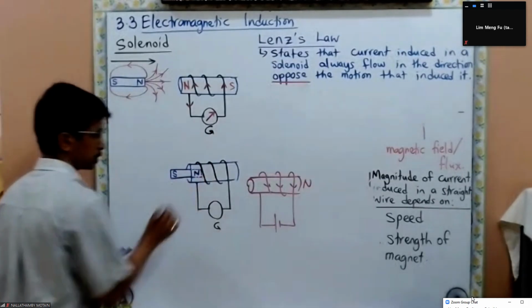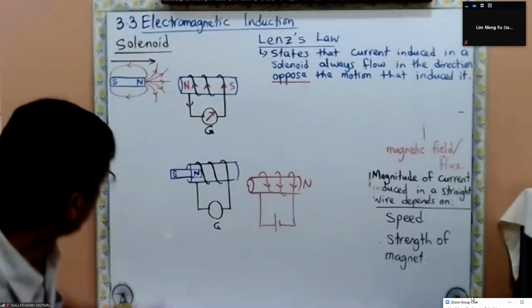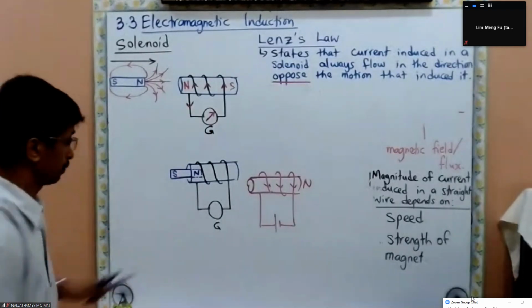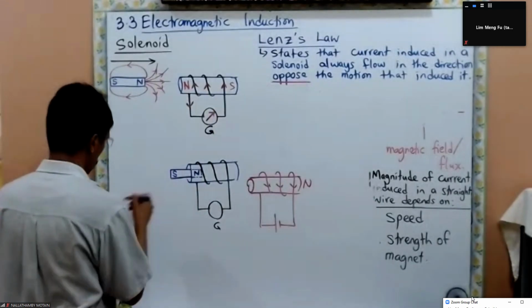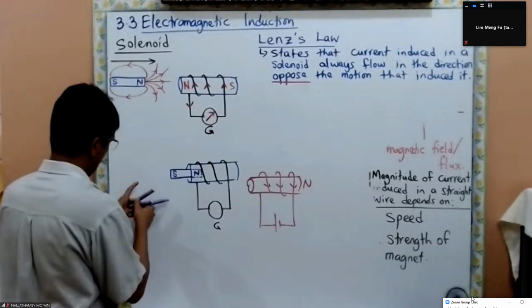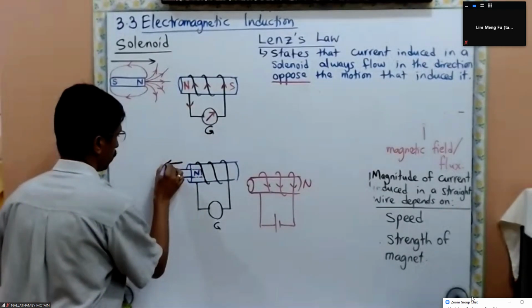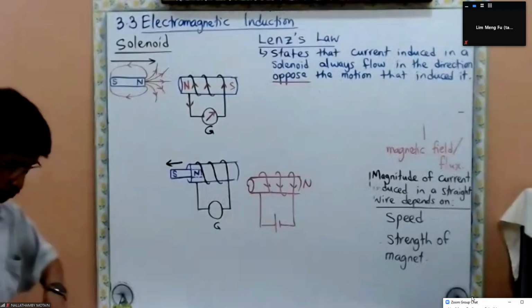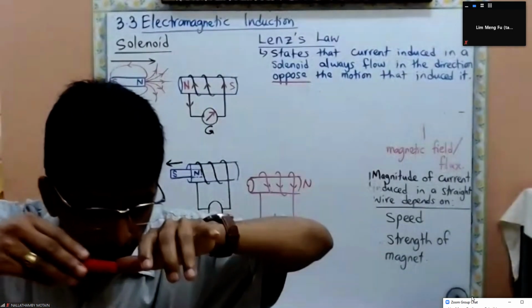Here is north. North is inside the coil, and the solenoid over here is at rest. But now you are going to pull out the magnet. Here is the solenoid, and the magnet is inside.